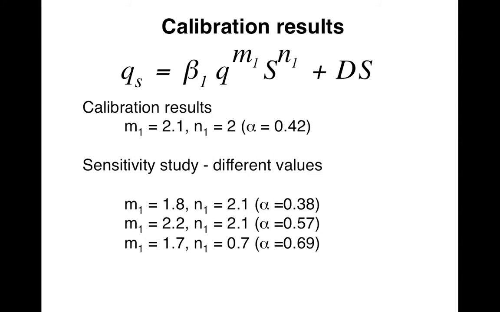All right, so the calibration results using the model found that m was equal to 2.1, n was equal to 2, and this alpha parameter, which is related to that, is 0.42. Remember our slope-area relationship? It was 0.42. And Greg also did some sensitivity analysis. So he varied these parameters plus or minus a little bit to look at their impact on the results.